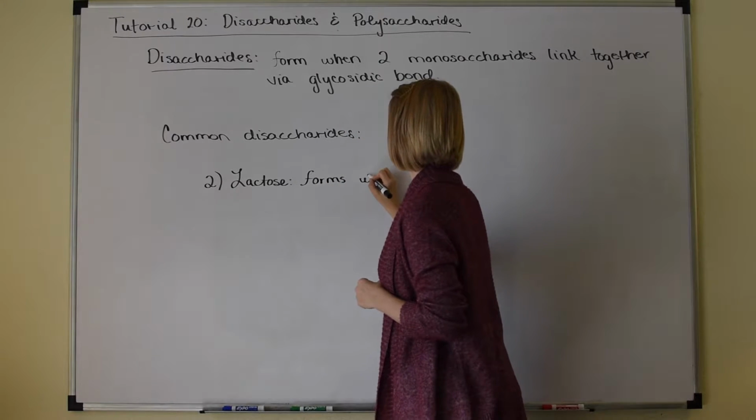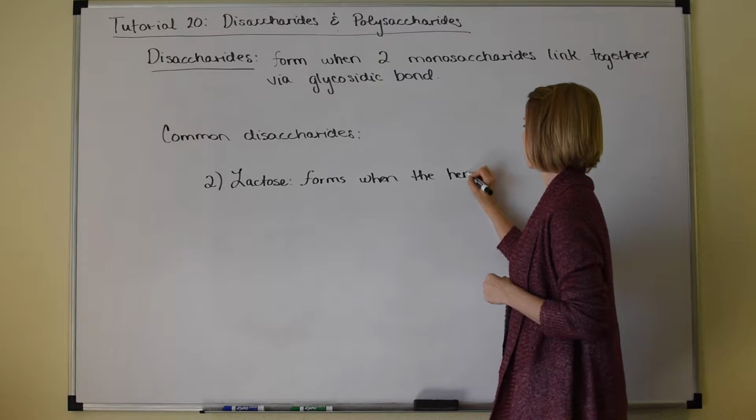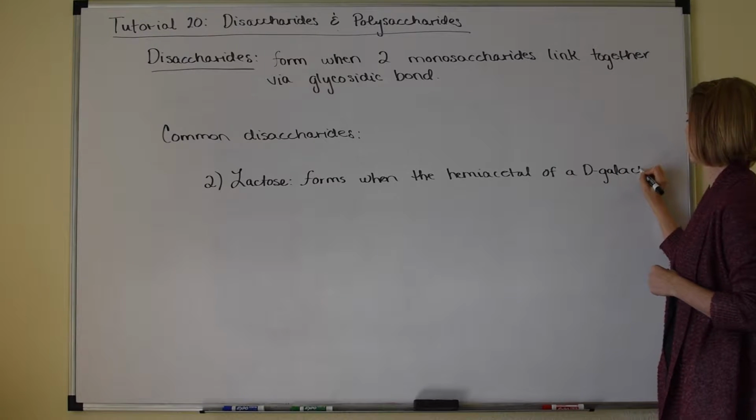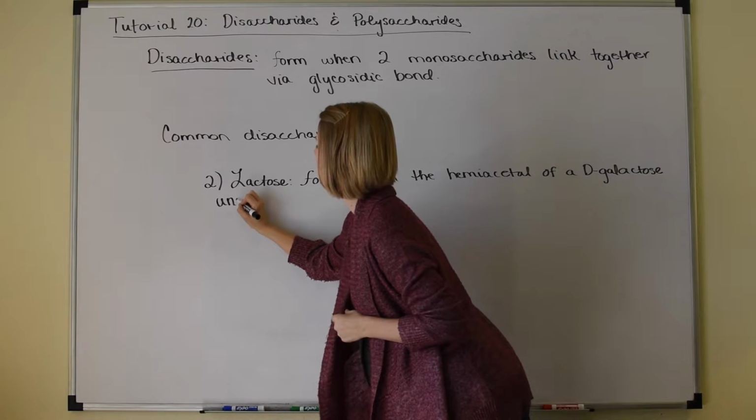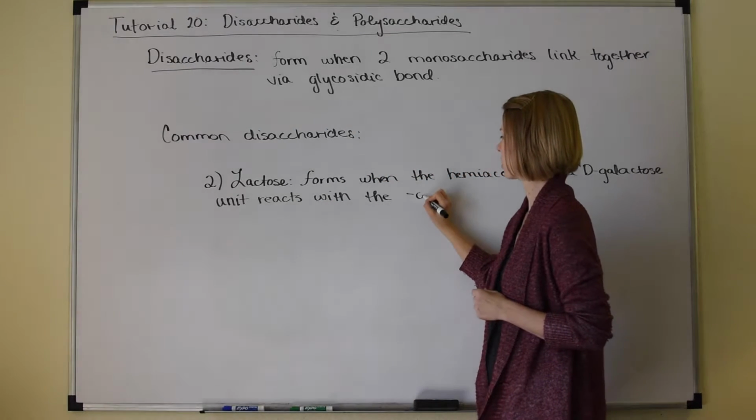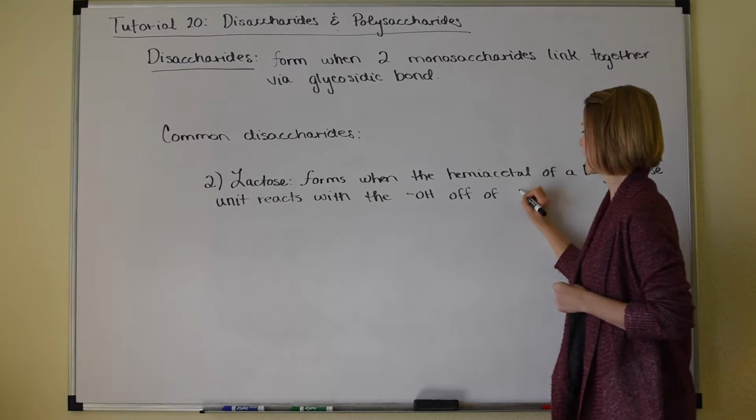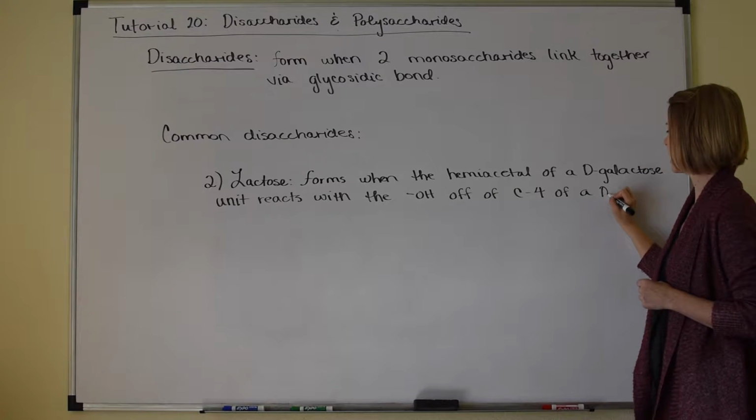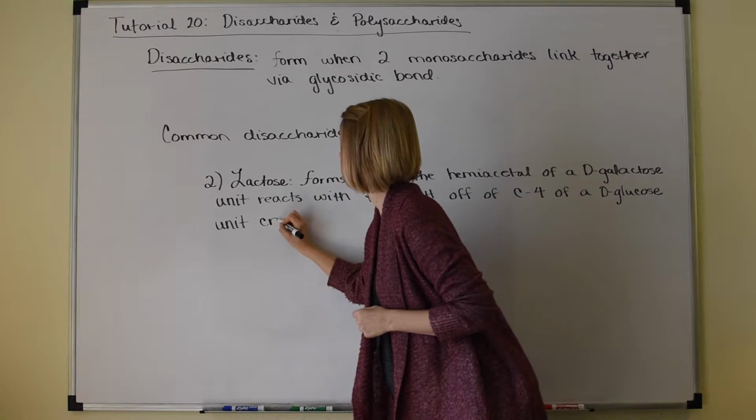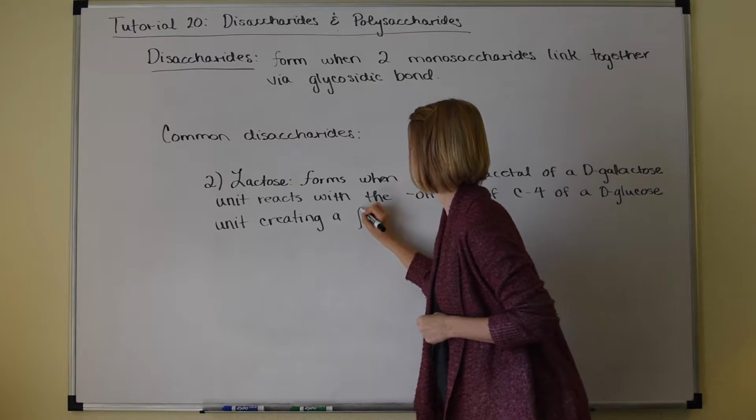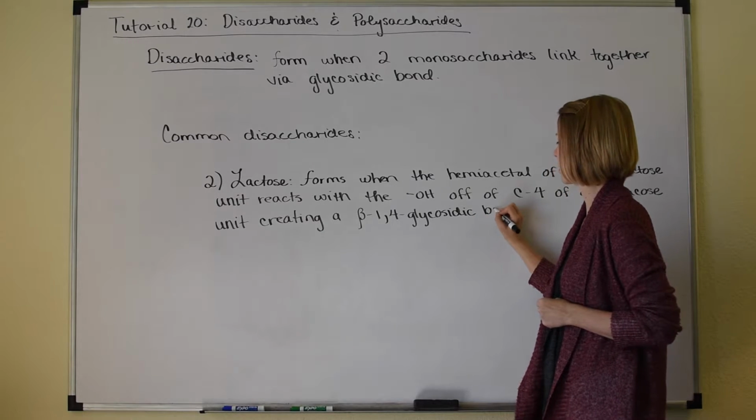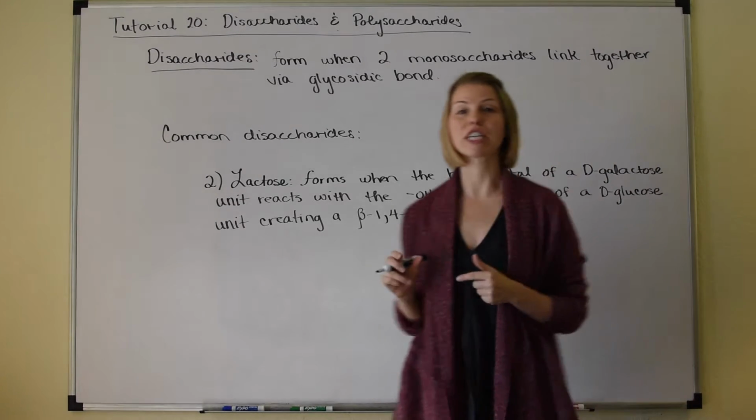Lactose forms when the hemiacetal of a D-galactose unit reacts with the OH off of carbon number 4 of a D-glucose unit, creating a beta 1,4 glycosidic bond. Okay, so let's write that reaction out.